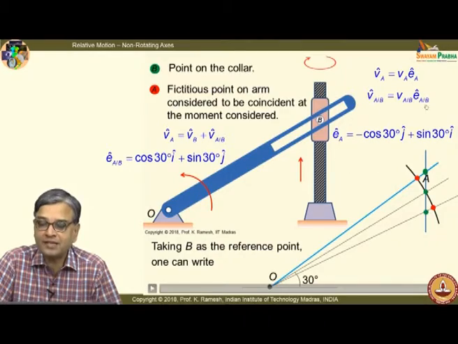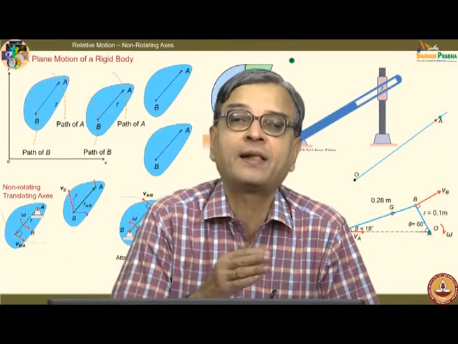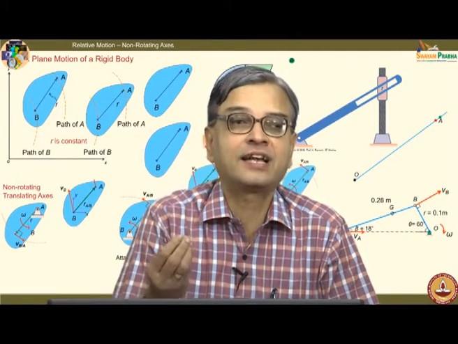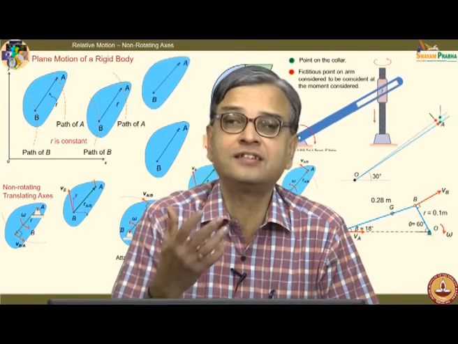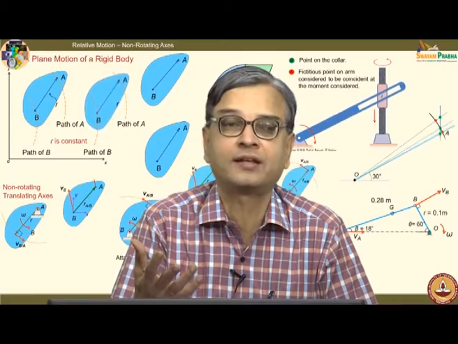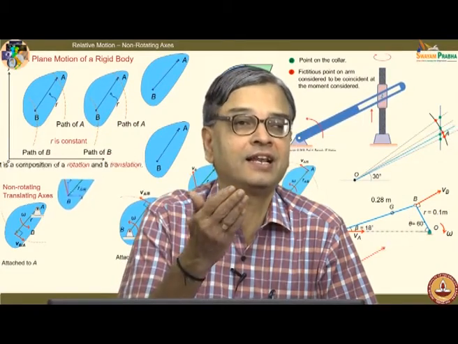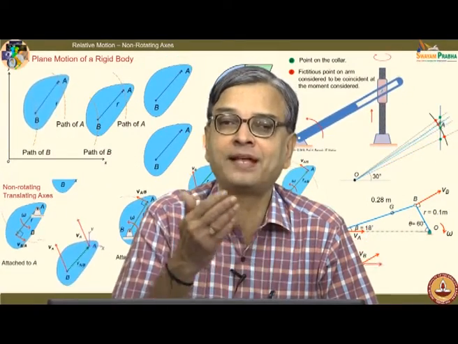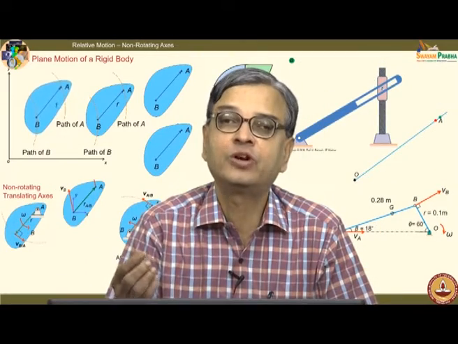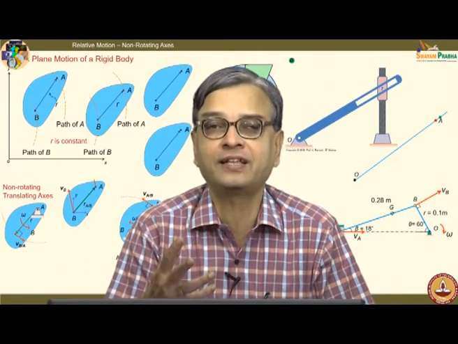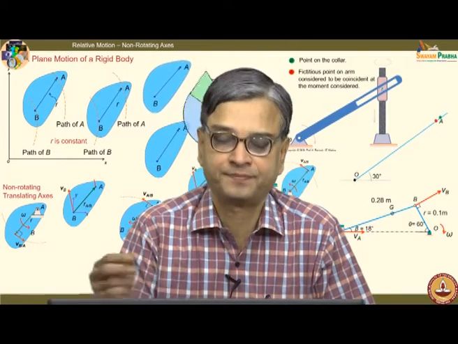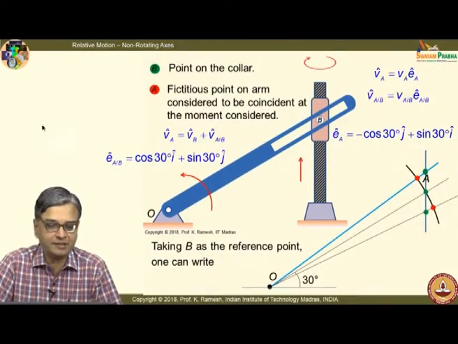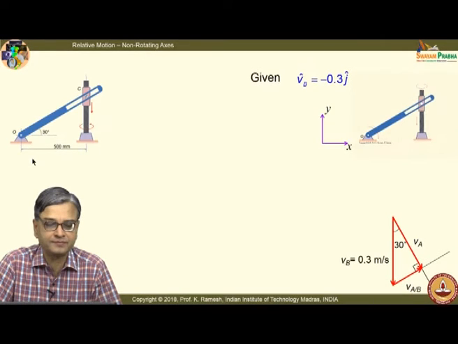For you to visualize this, you have to go back and understand what happens to the coincident point. At this instance, it was coinciding with the point on the collar. What happened an instance before? What would happen an instance later would give you how to identify the unit vector for the fictitious point. Once you have determined this, the problem is straightforward.